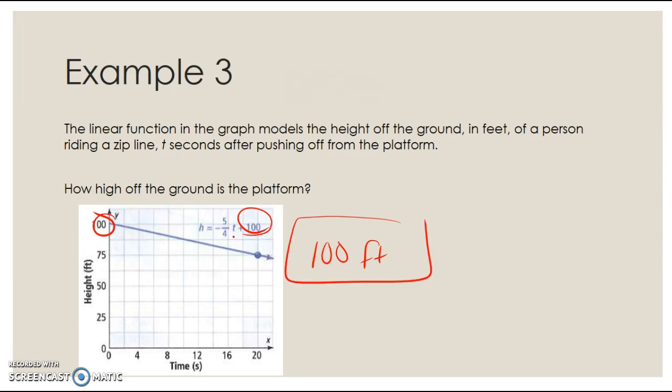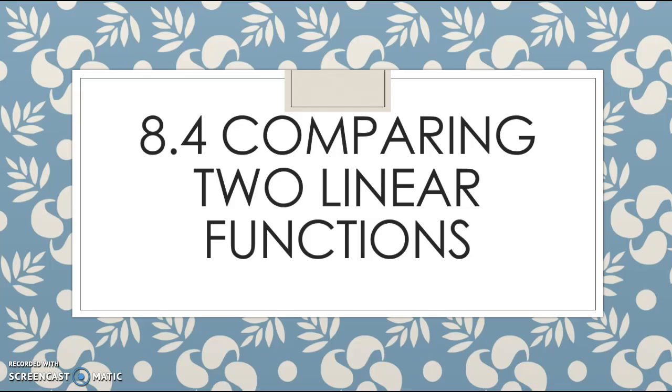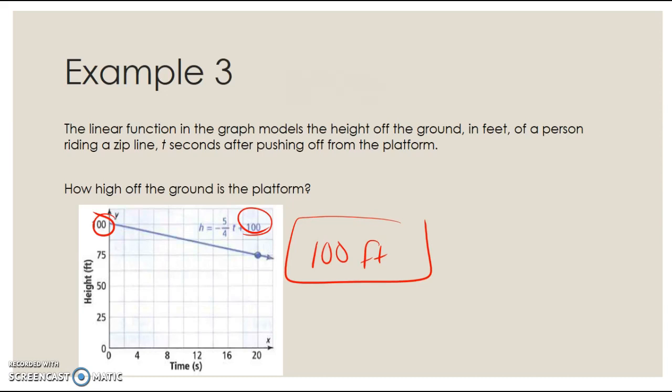Again, that's just looking at whether you're looking at the equation and looking at the b value, or you look at the graph and find the y-intercept. It's the same thing. And that is it for section 3.